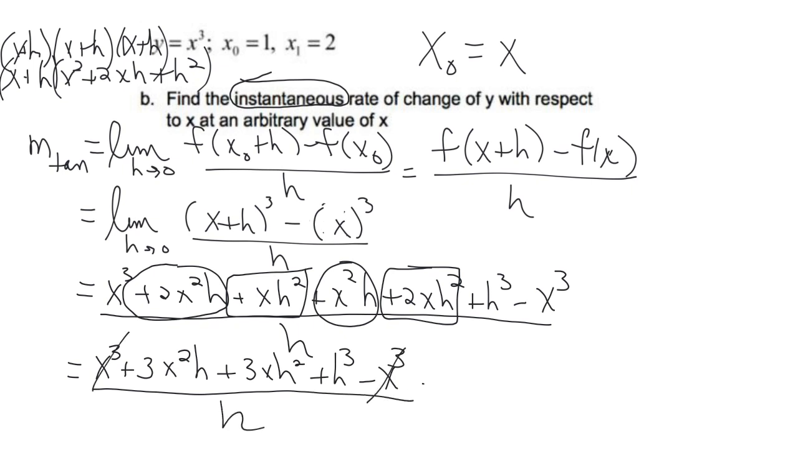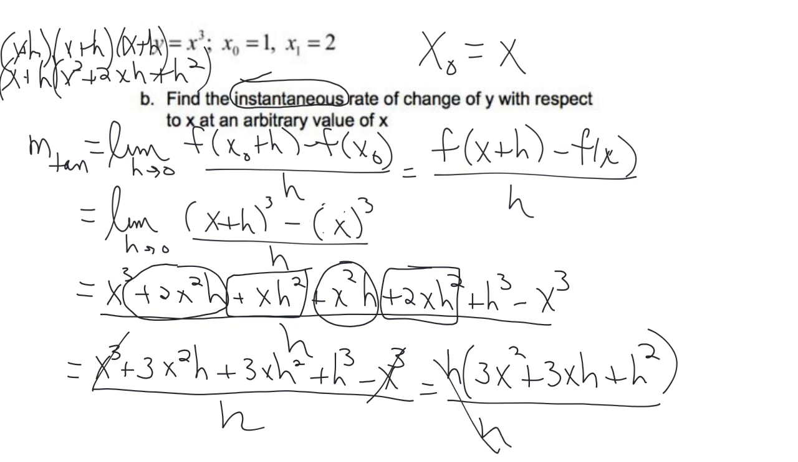And when I factor out my h here, I get 3x squared plus 3xh plus h squared all over h. The h's cancel. When I go to direct substitution with my 0, I wind up getting 3x squared as my answer, the formula to find the derivative of any line tangent to a curve.